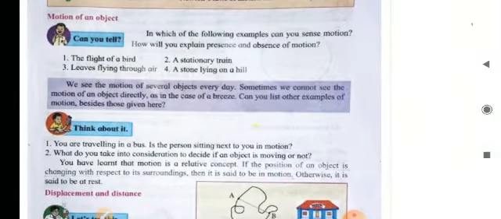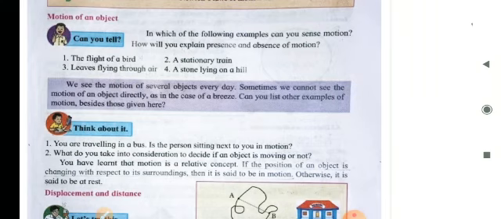Can you tell? In which of the following examples can you sense motion? How will you explain presence and absence of motion? 1. The flight of a bird. 2. A stationary train. 3. Leaves flying through air. 4. A stone lying on a hill.